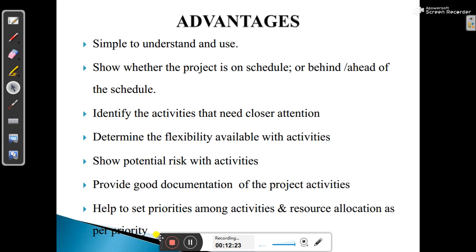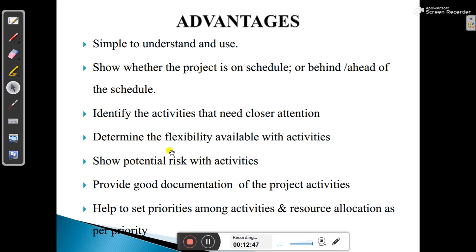So the advantages of the PERT chart: it is simple to understand and use. It shows whether the project is on schedule, behind, or ahead of schedule. It helps identify the activities that need closer attention, meaning you need to analyze how much time and how much cost it will take. Using this PERT chart diagram, you can identify those activities and give them closer attention.